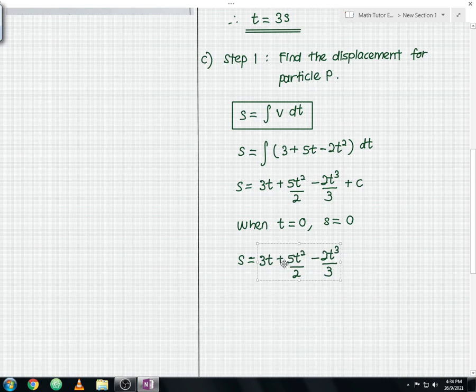3t plus 5t square over 2 minus 2t cube over 3. Okay, so this is your equation for particle P. I mean the displacement equation, guys. Okay, so let me box this.